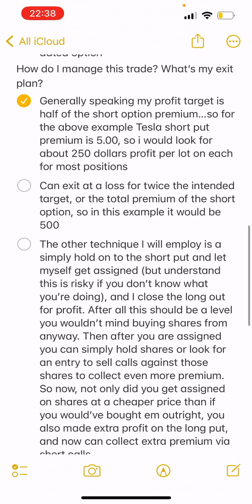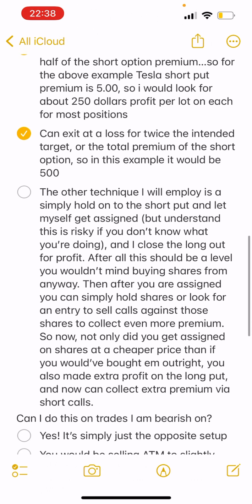All right. So generally speaking, my profit target is about half of the short option premium. Okay, so for the above example, the Tesla short put premium was about 5.00. So I would look for about $250 profit per lot on each for most positions, right? And then I can hold a few to run a little bit longer and try to be greedy and collect that max profit, but I don't typically advise that.